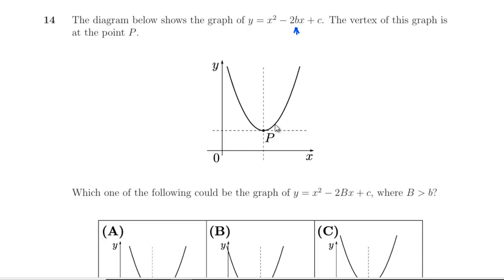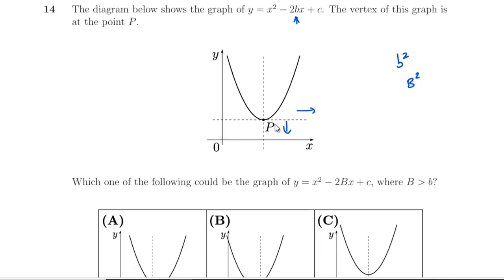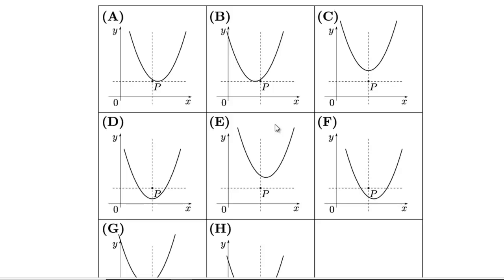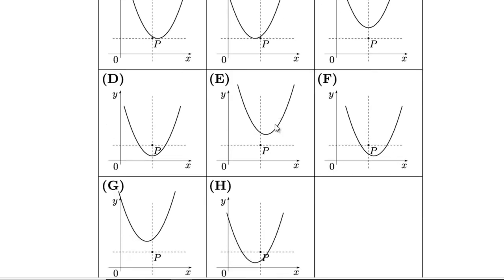Well, B, whether lowercase or uppercase, that's the x coordinate of the minimum. You're just completing the square. So we'll move it to the right, but then we're going to have to subtract more, aren't we, once we complete the square, because we'll be taking off a capital B squared rather than a little b squared. So it's going to move right and down, which is F. Okay, so that was a really quick one.